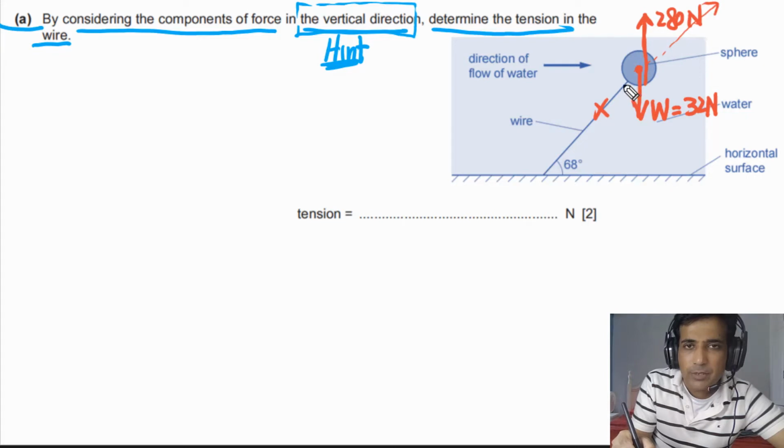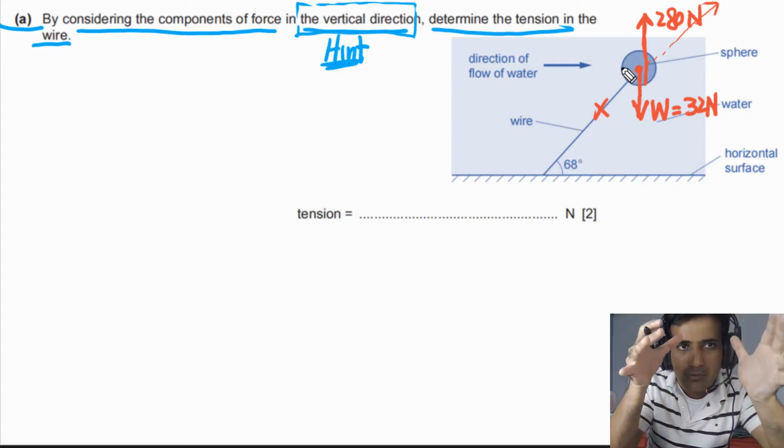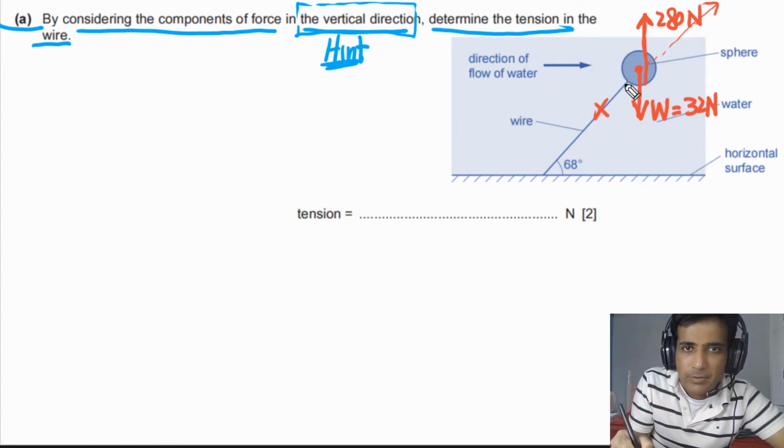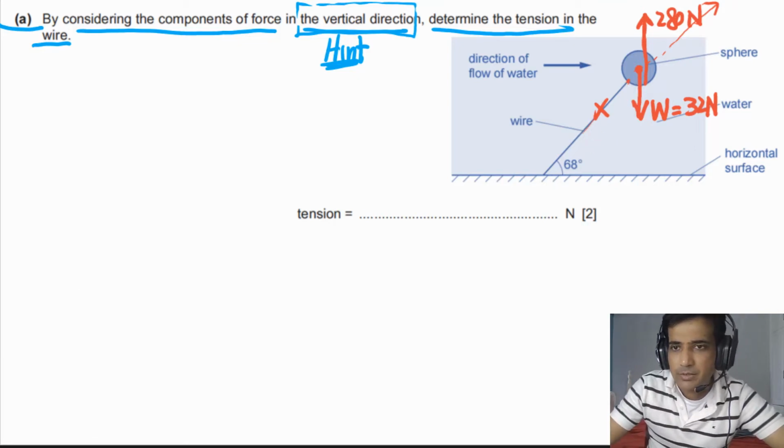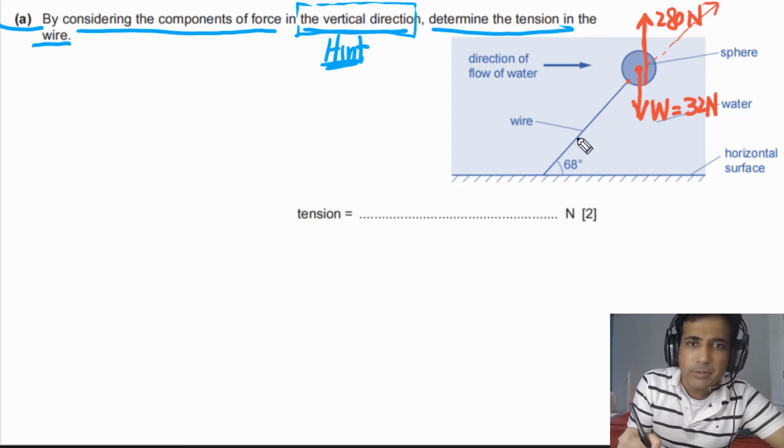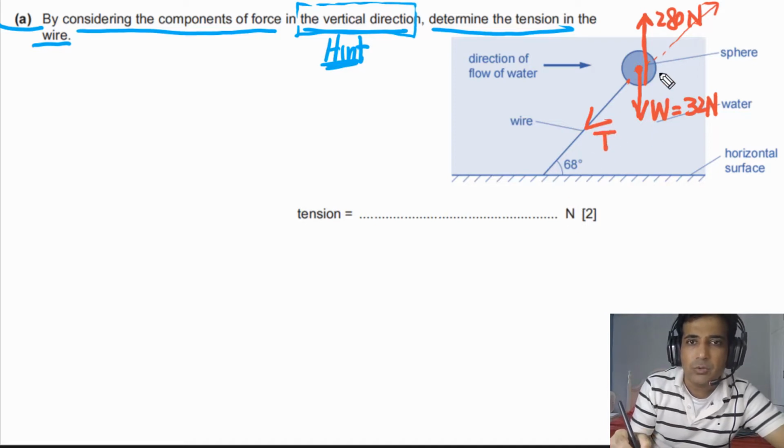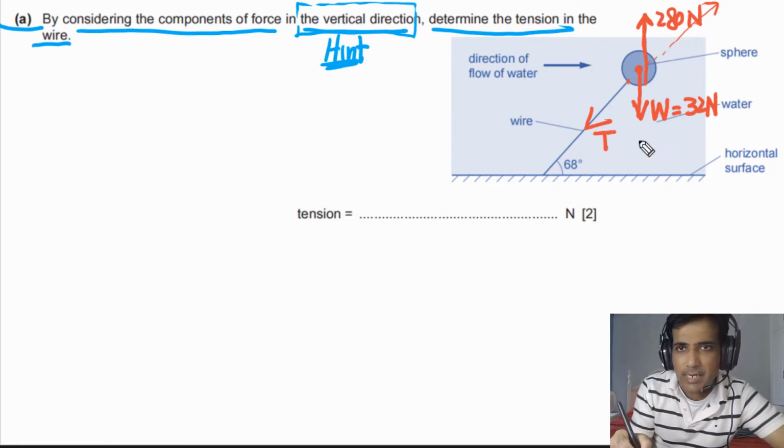Now, if you look at this sphere, it is at rest. It simply means that tension is acting downward. So simply we can draw the direction of tension. This is a tricky part. Maybe some students will draw the direction of tension in the wrong direction. So now you can see these are the forces acting on this sphere.